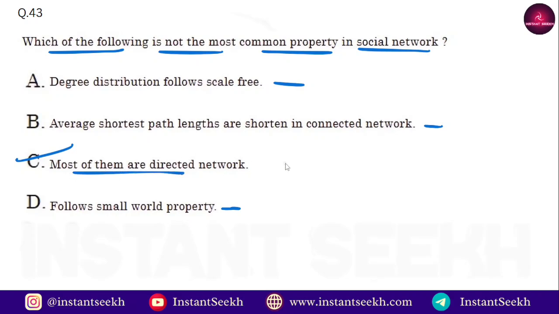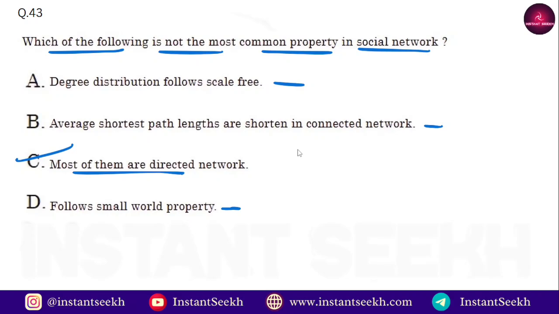Most of them are directed is the correct answer for this particular question, because if person A is connected to person B, then B is also connected to person A, representing a mutual relationship. Directed networks represent relationships where the connection is always one way. Remember this: social networks are always undirected. If a person is connected to B, then person B is also connected to person A. And directed networks mean the connection is one way, such as Twitter. One user can follow another without reciprocation.